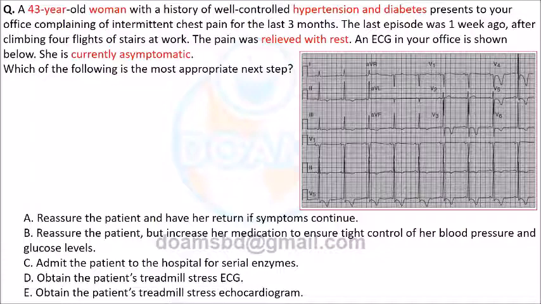B. Reassure the patient, but increase her medication. D, I thought. D. Same. Obtain treadmill stress ECG. Okay, that means exercise ECG you are thinking. But this is another option, treadmill with echocardiogram. This is also another option, because this is another diagnostic modality for ischemic chest pain.